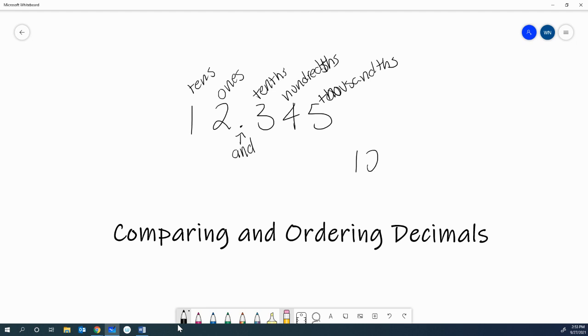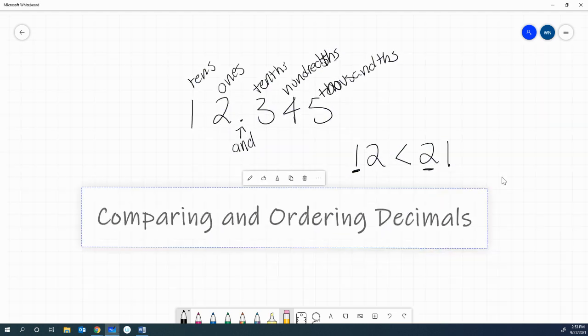Just as if I asked you if 12 or 21 was bigger, you would look at the largest place value and say, well, there's a 1 in the tens place and a 2 in the tens place. So I know that the 21 is bigger. We're going to be doing that with our decimals today.